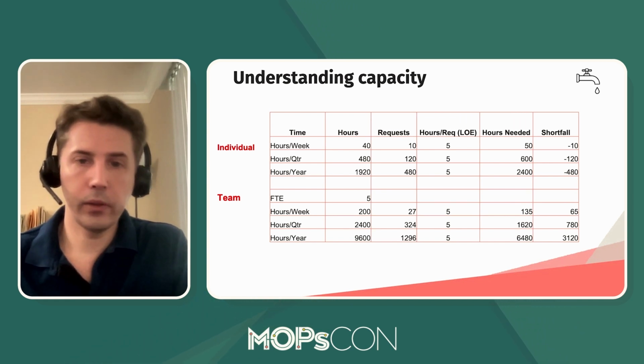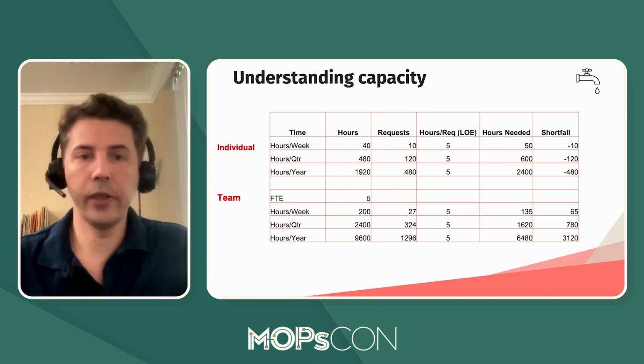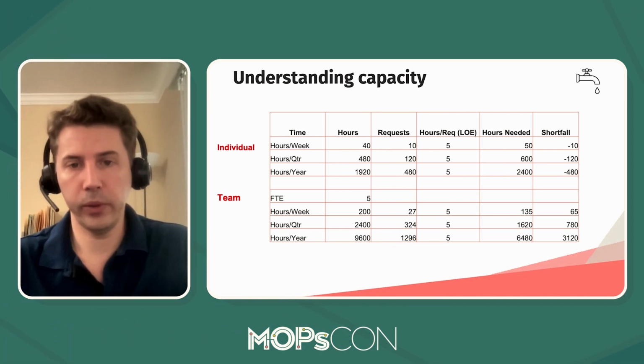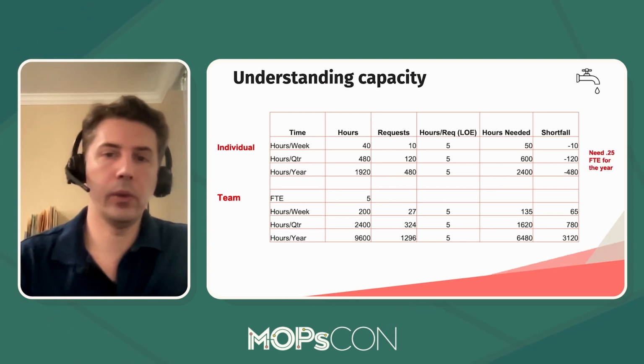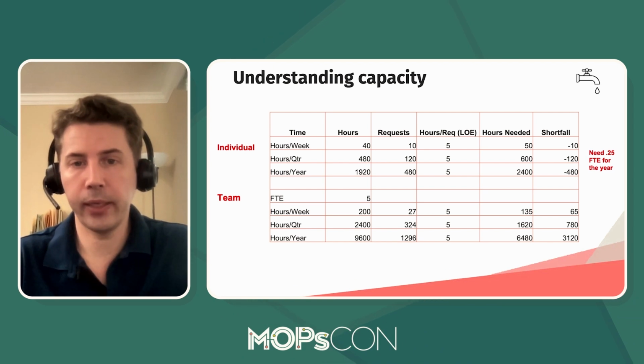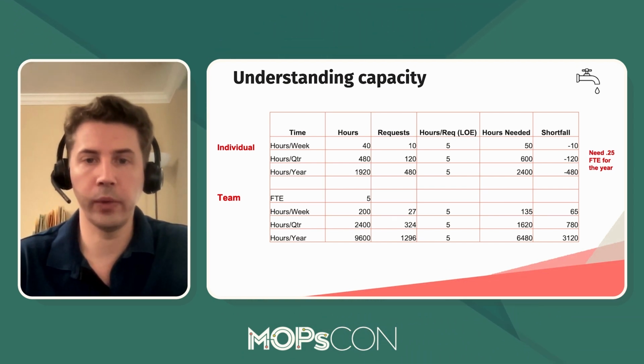And if we take a look at the first example with an individual, you have about 1,900 hours a year, but your demand is 2,400 hours. So you're down about a quarter of a person for the whole year. So you could hire an agency to fill that gap, or you could draw a line and say, hey, we're not going to do that other 400 hours of work.